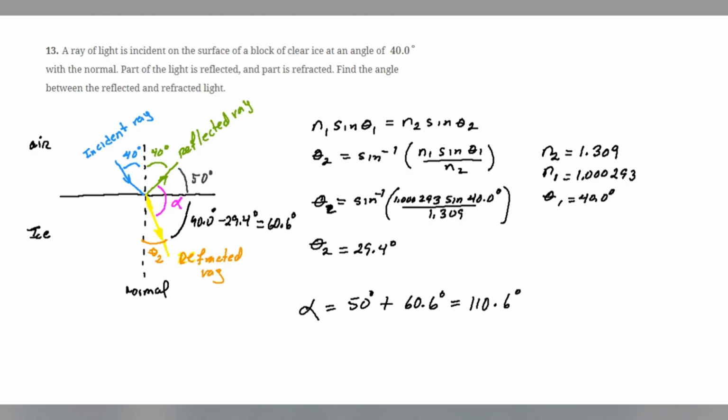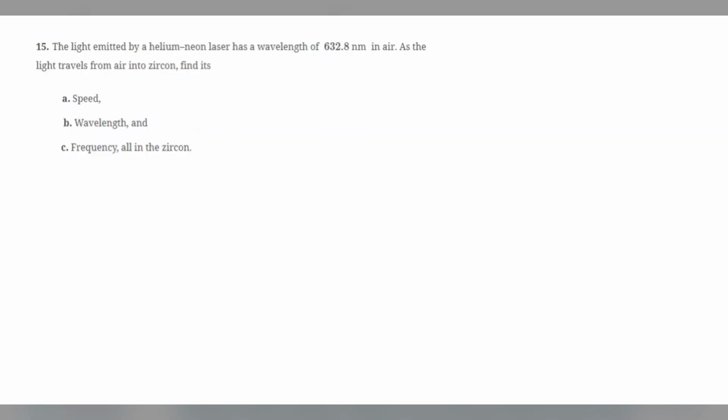Which is similar to one exercise that we did previously. Right? So we're going to be finding wavelengths and frequencies. So look at my next exercise. My next exercise says that the light emitted by a helium neon laser has a wavelength of 632.8 nanometers in air. As the light travels from air into zircon, find its speed, its wavelength, and the frequency.